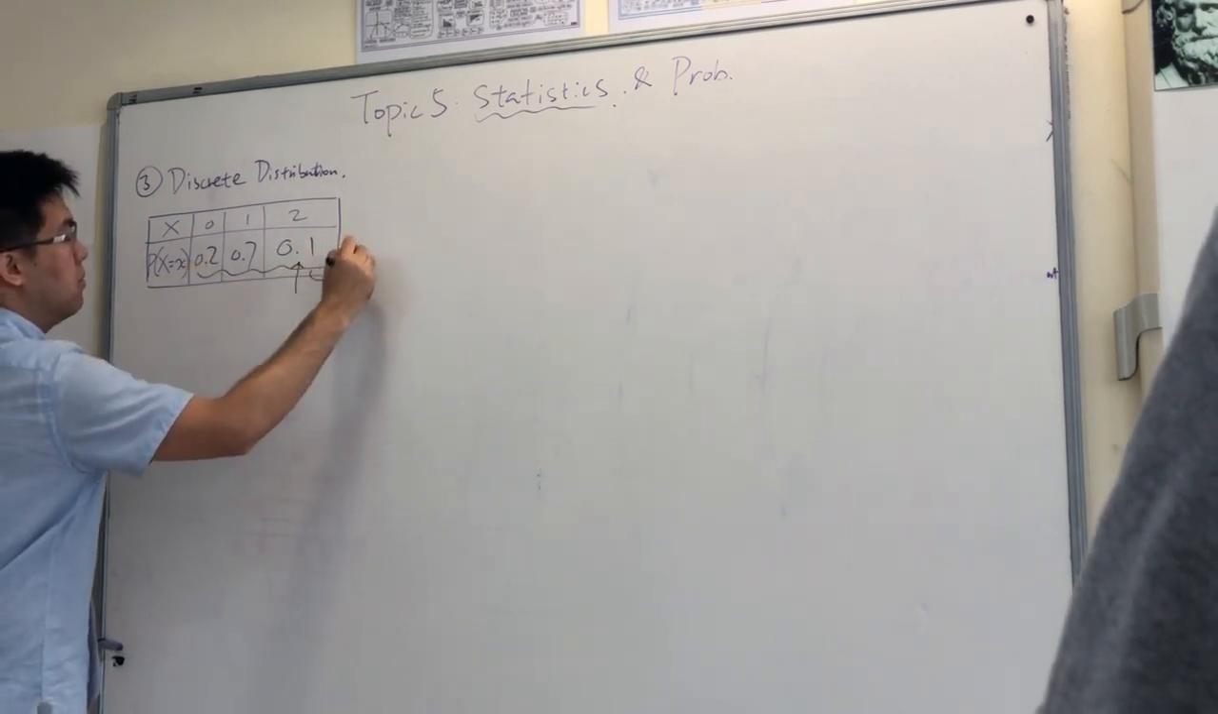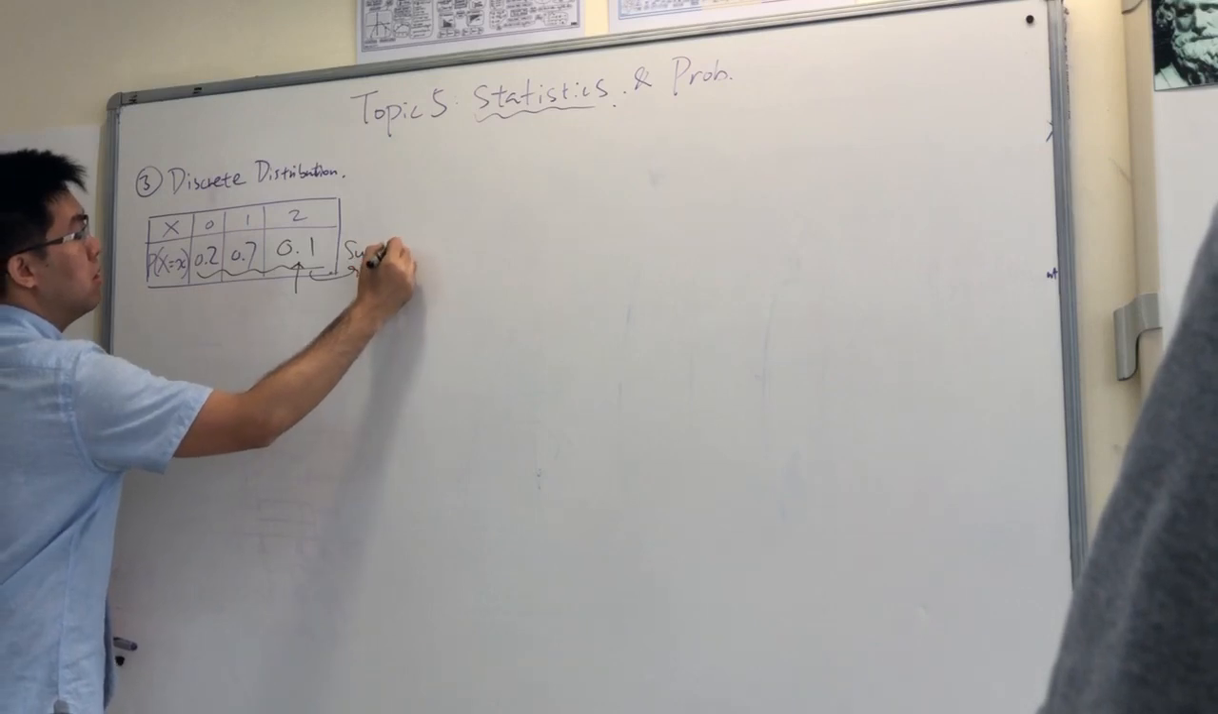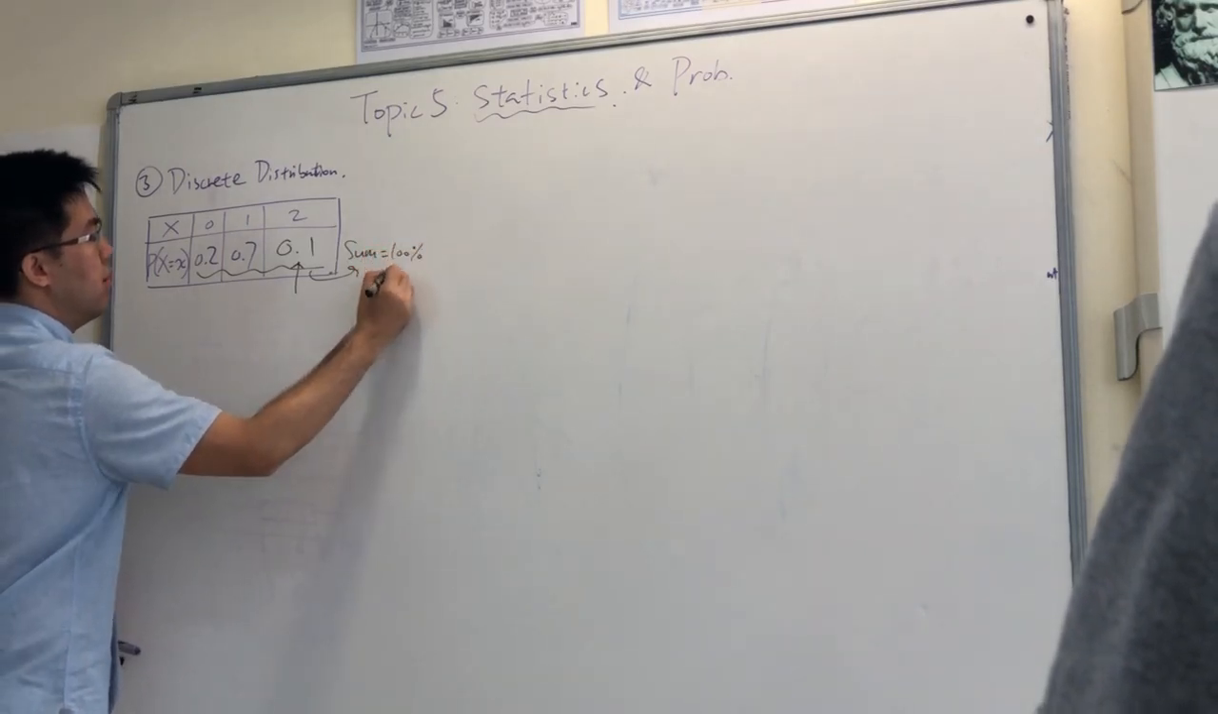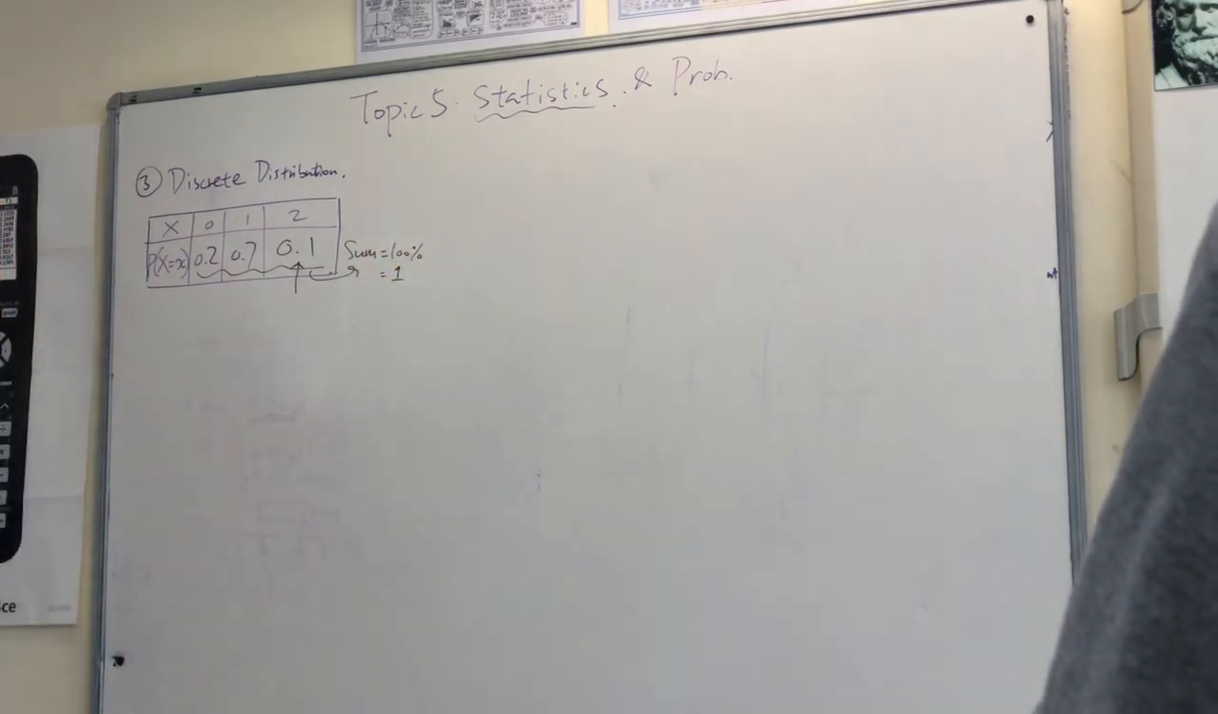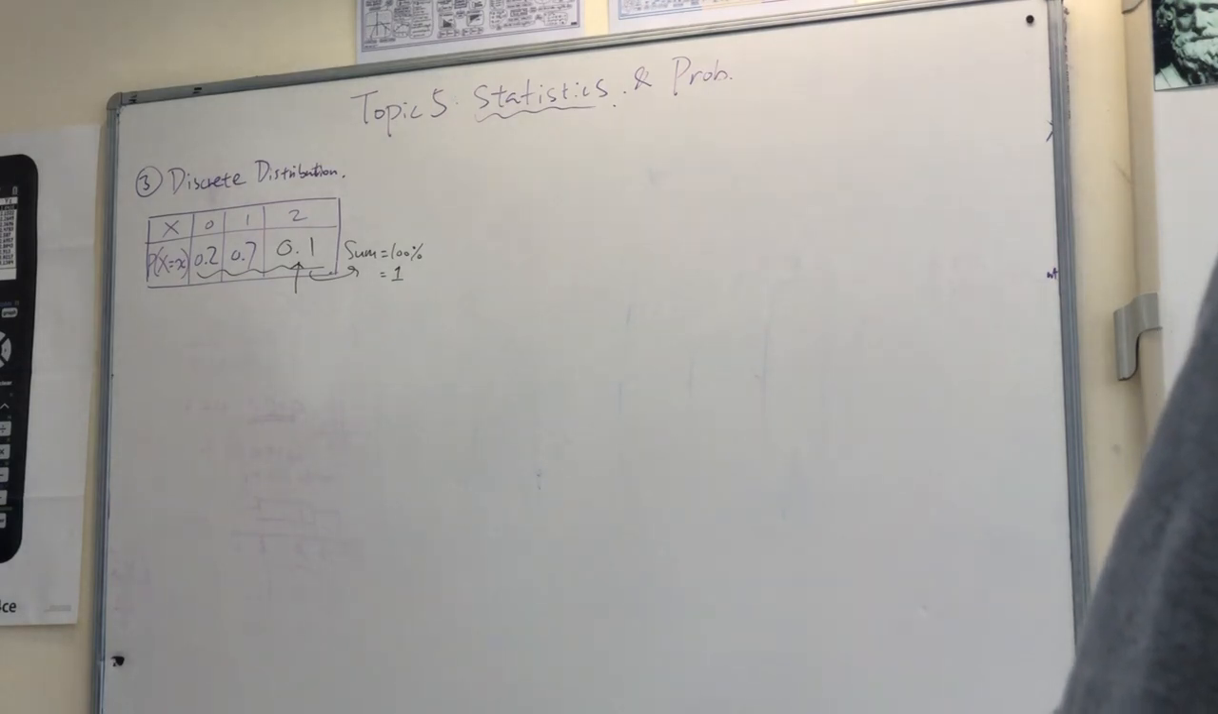Yeah, this one has to be 0.1, because the sum of the 3 of them must be equal to 100%, which is 1, right? Keep that in mind.